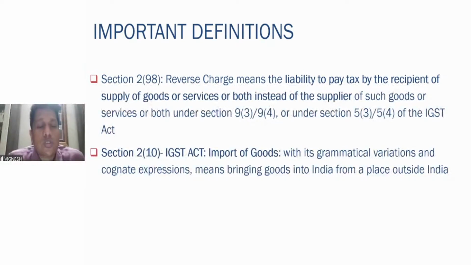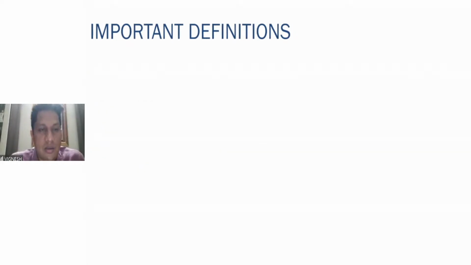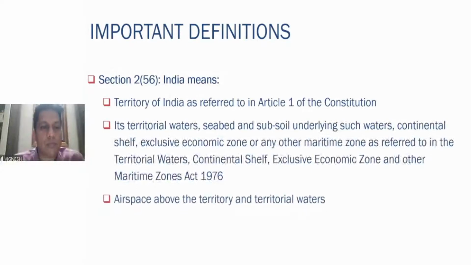Then 2 subsection 10 of the IGST Act talks about import of goods. Import of goods, as I told you, with its grammatical variations and cognate expressions, means bringing goods into India from a place outside India. Very simple definition of import of goods. From outside India, if you are bringing the goods into India, then it is known as the import of goods.